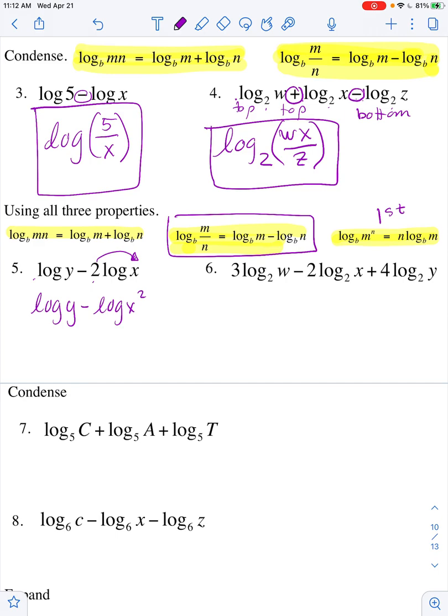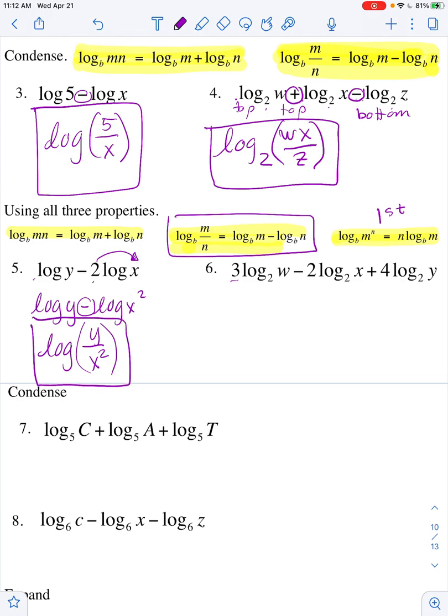Now I just have log log. I can see they're separated by subtraction. So then I'm going to have the y over the x squared because anything that comes after that subtraction goes on the bottom. And since these were base 10 without a log written, mine is base 10 without a log written.